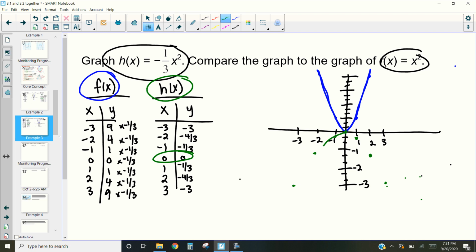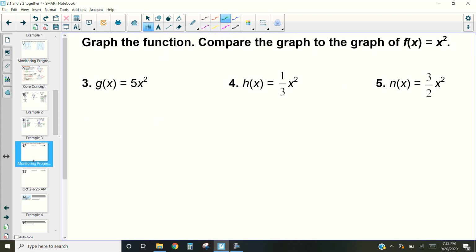Okay, and here is what my function ends up looking like. Notice what happened here. Two things happened. We are now open down, as opposed to our blue one here, which opens up. The other thing is that this function is a lot wider. It had a vertical shrink. The distance that we went at 1, instead of being 1 here, is now 1/3. So we went a third of the distance. So we had a vertical shrink there.